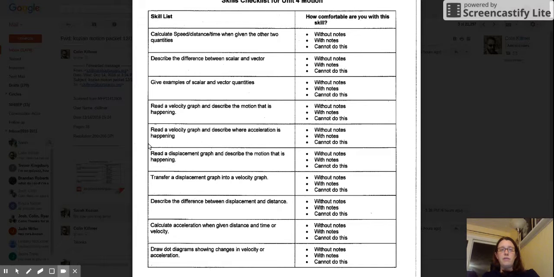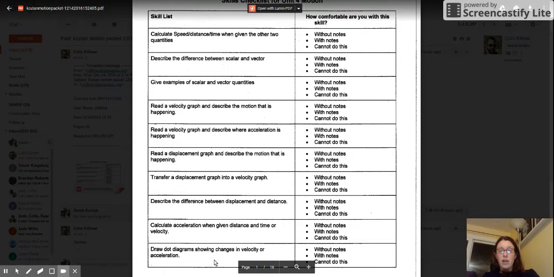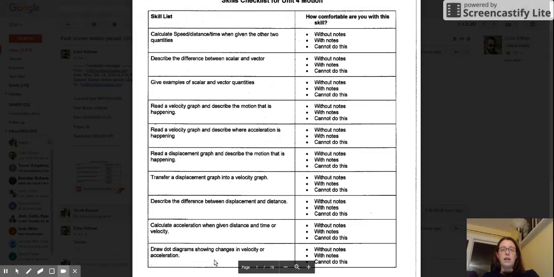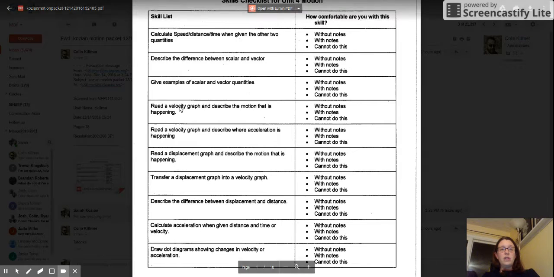Reading a displacement graph, describing the motion that's happening. You guys already know the difference between displacement and distance. You know how to draw dot diagrams from the reading guide that you did in class on Thursday. And last one, talking about next week, we're going to calculate acceleration. So the ones we don't know how to do just yet are the velocity graph ones and the acceleration ones, okay? Today, really focusing on the displacement graphs.